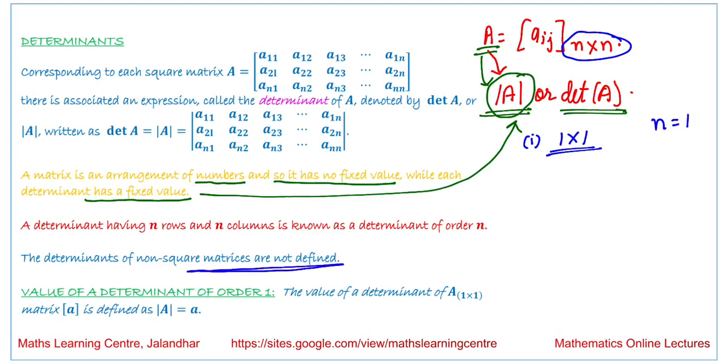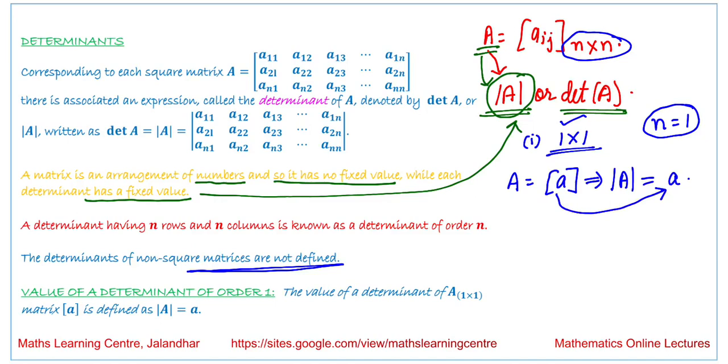So the first value we are talking about is n is equal to 1, and the order of the matrix we have is 1 cross 1. If it is a 1 cross 1 matrix, it means it has only one element, and in this case we will have determinant of A that is equal to A. Whatever this value is, it is the determinant of A. This is the definition of the determinant for a 1 cross 1 matrix.